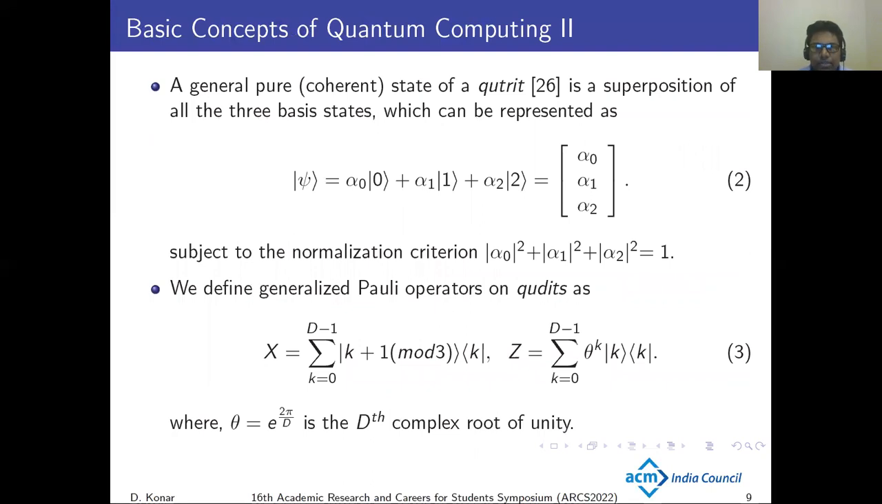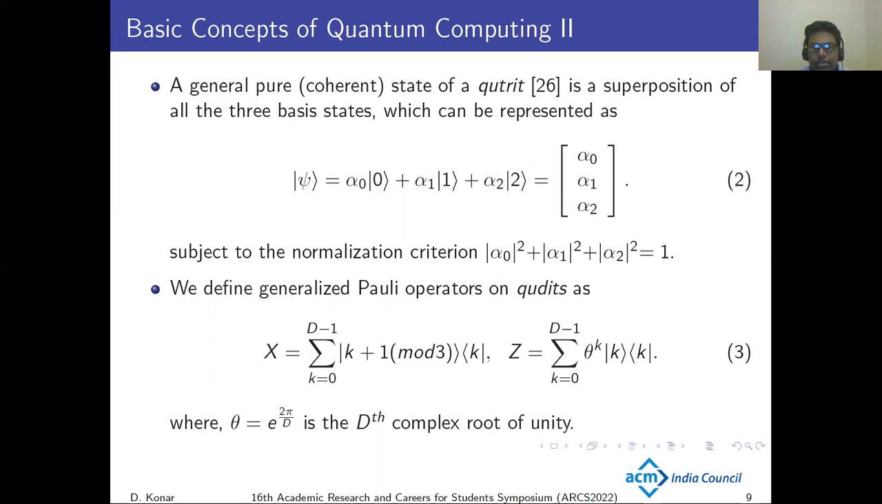Okay, so in addition to this, for a Qutrit, it will be 3 levels. You can see from equation 2 that psi is a superposition of 3 states, 0, 1, and 2, where alpha 0, alpha 1, alpha 2 are the coefficients. And if you add the squares of them, then it will give you 1.